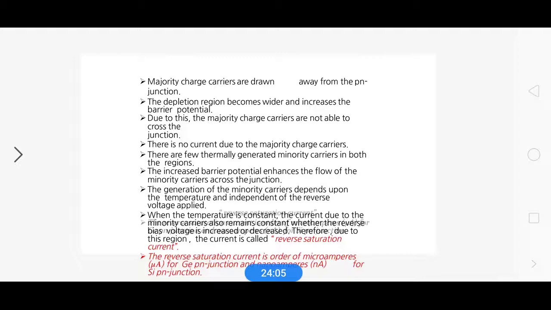Means due to holes in the P region and electrons in the N region. But there is a chance for the current. Why? Because in P region there exist some electrons. In the same way, in N region there exist some holes. So the electrons are minority charge carriers in P side. The holes are the minority charge carriers in N side.